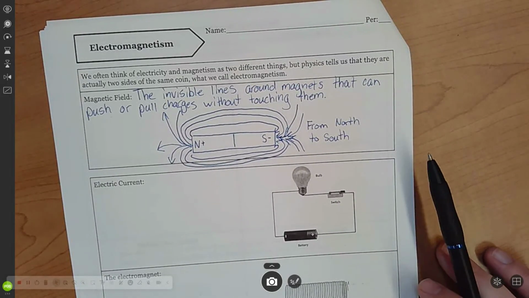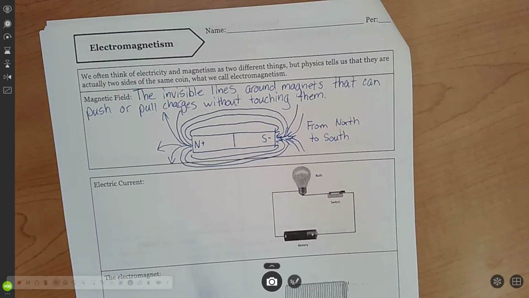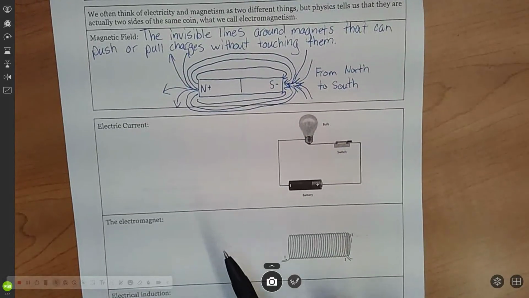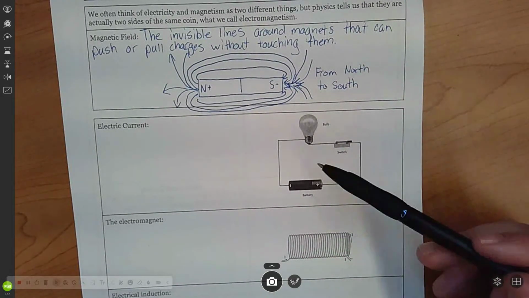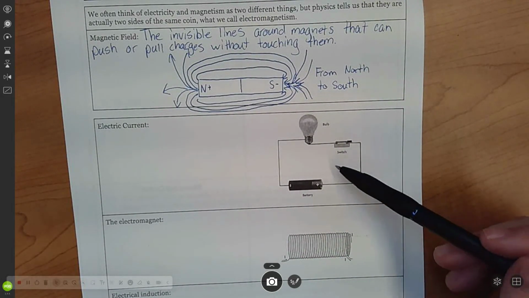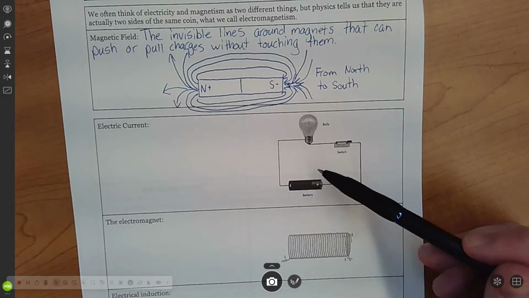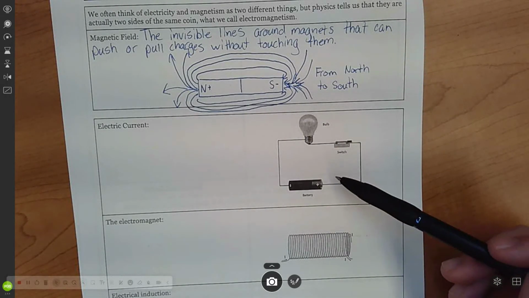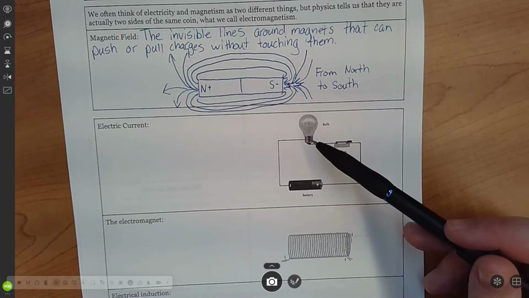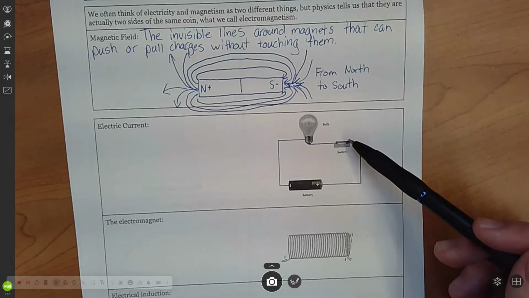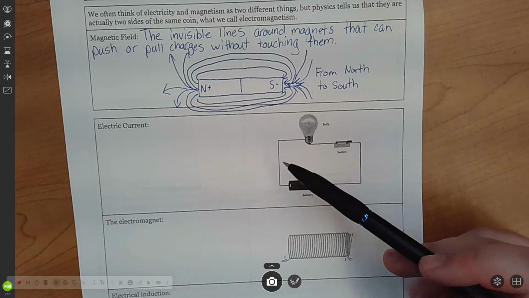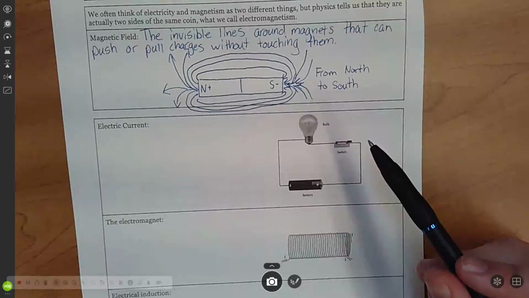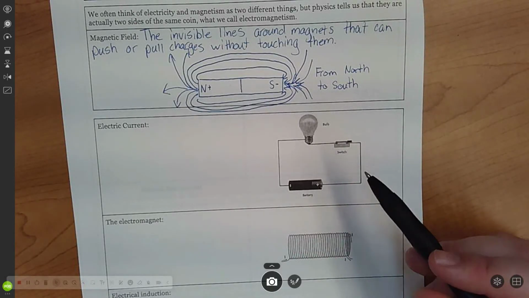So with this definition in mind, let's look at some practical applications of electromagnetism. The first part we're going to look at is electric current. So this is a very basic circuit here. We've got a battery and a light bulb, and it's connected by wires. So this is very similar to what would work in your house to turn on a light. You just got to flip the switch and then the electricity will flow through. We can think about that flow of electricity kind of like water through a pipe.